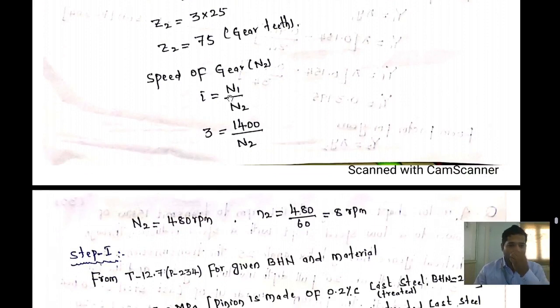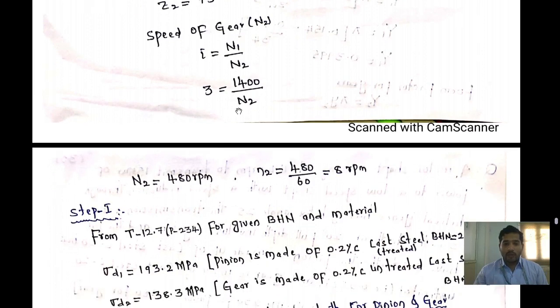After that, we need to find the speed of the gear. I is equal to n1 by n2. I is 3, n1 is 1400, by n2. In the problem there is a mistake: 1440 is given, so please correct it. Instead of 1440, you have to write 1400 rpm. So 1400 by n2.